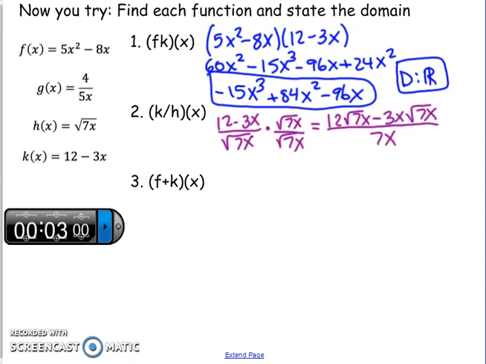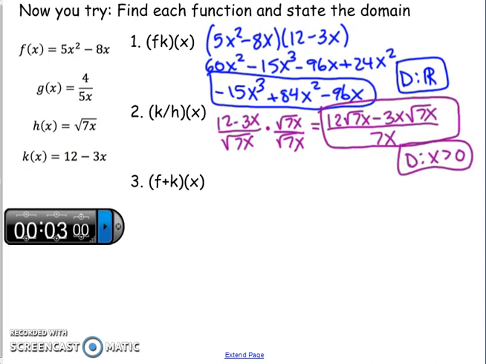So this is similar to the problem that we did before, because we have a rational overall, but we have a radical on the top. So the radical takes precedence. So in that case, if we set 7x to be greater than or equal to 0, we would get x is greater than or equal to 0. But because we have a rational, we can't have x equal 0. So our domain is going to be x is greater than 0. And this was our answer.